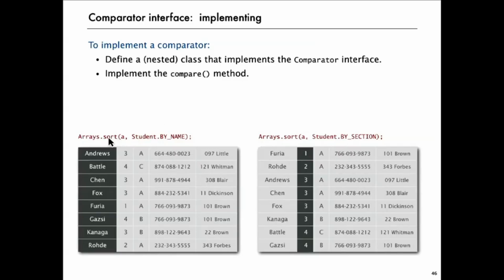Here's just an example of what happens with those implemented comparators for that class student using the Java system sort. If you call Arrays.sort with your array of students and you give it this by name comparator, it'll put them in alphabetical order by the name field. And if you give it the by section comparator, it'll put them in order by the second field. Very convenient for all kinds of data processing applications.